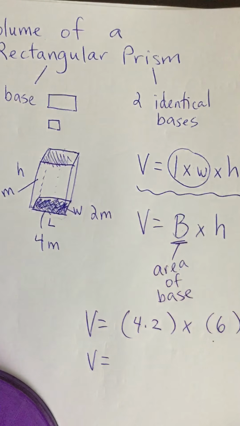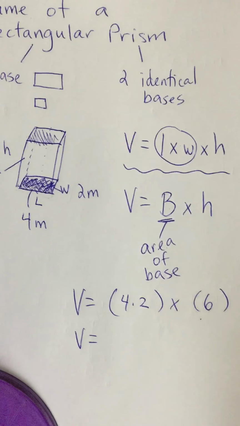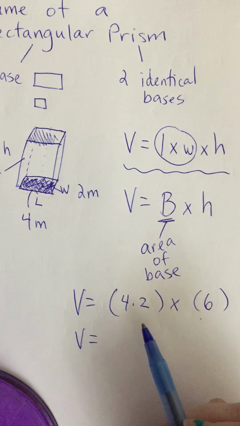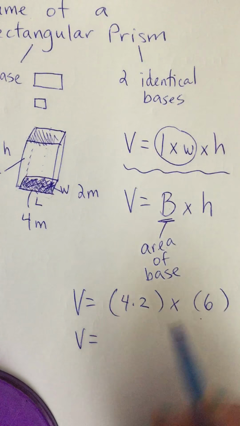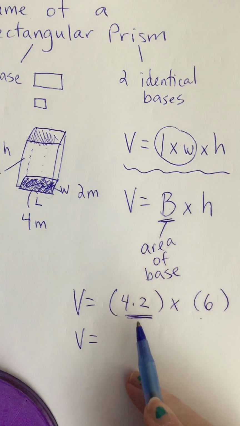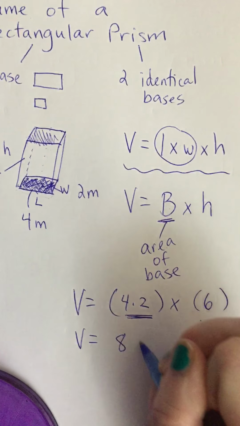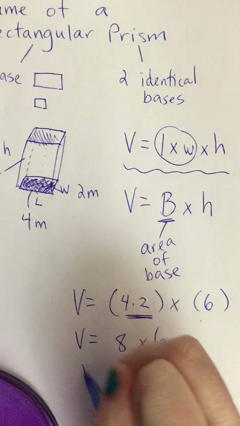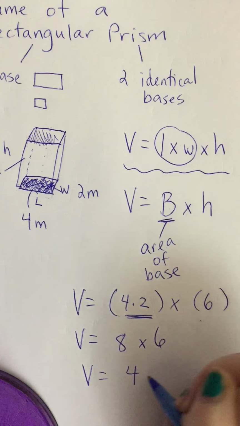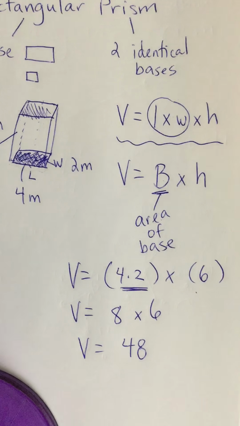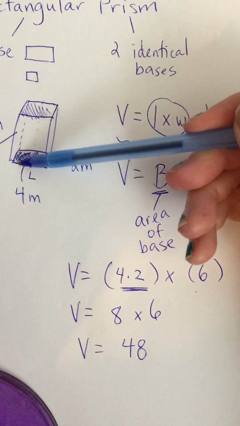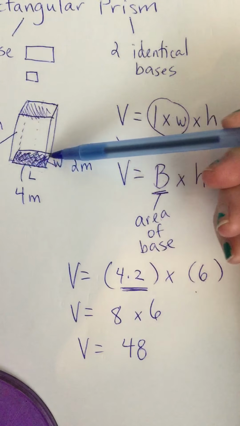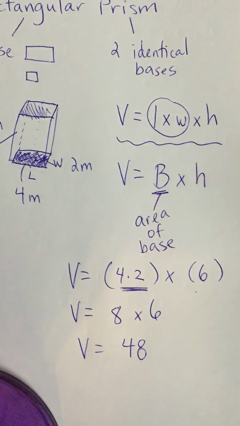Okay, volume equals. Order of operations says we do parentheses first. Please excuse my dear Aunt Sally. So we're going to do parentheses first. 4 times 2 is 8. We're going to times that by 6. And we get volume equals 48. And that's it. So just take the area of the bottom base and see how tall it is. And you're done with the volume.